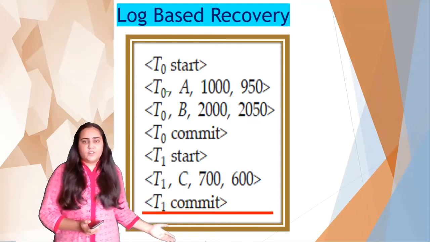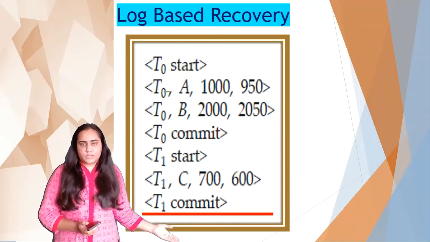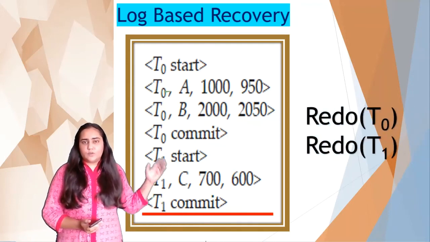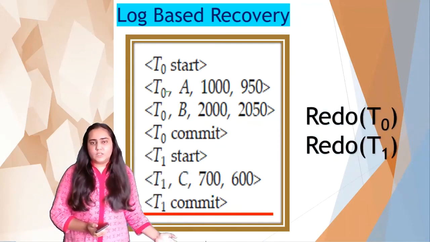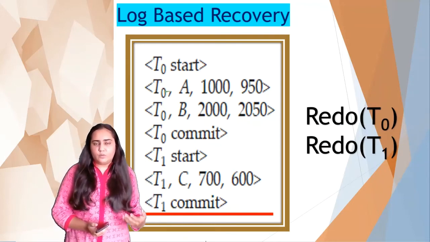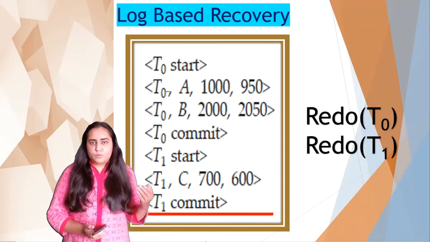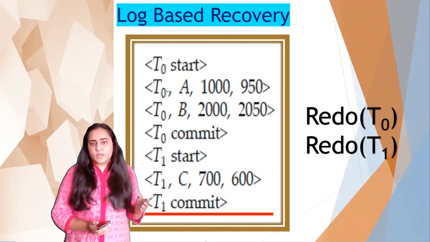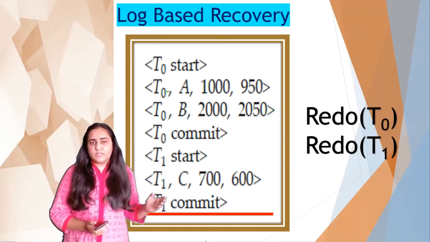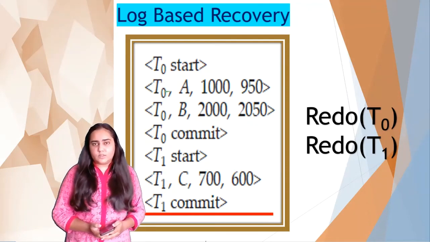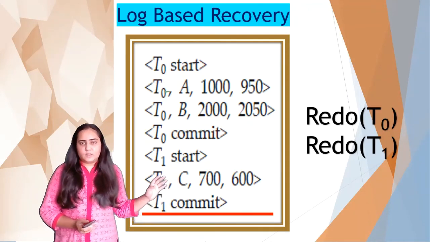Now suppose the failure occurred after the whole log was created. So that means T0 and T1 both committed. Then in this case, what you need to do is redo T0 as well as T1. So both the transactions, whatever work they have done, we need to redo, which means we will make the value of A 950, the value of B 2050, the value of C 600. So this is how a log-based recovery works in a database system.